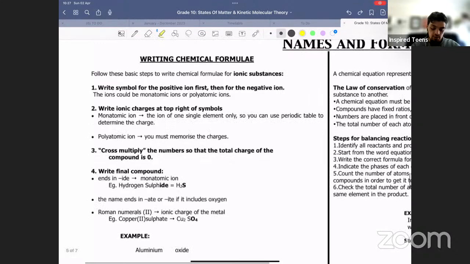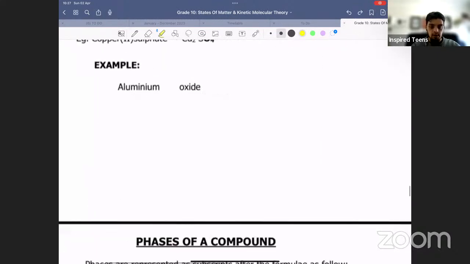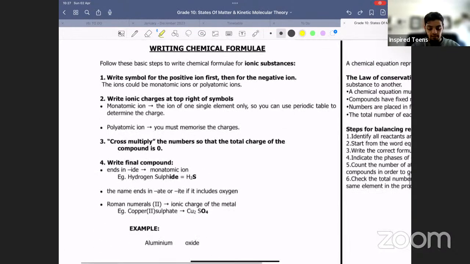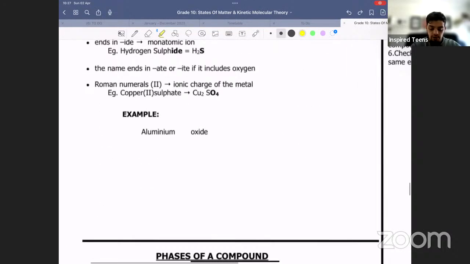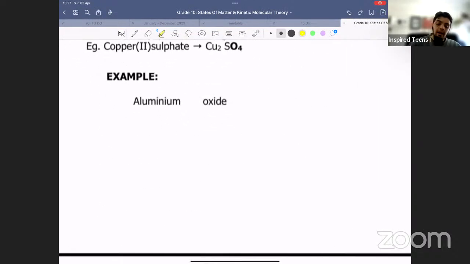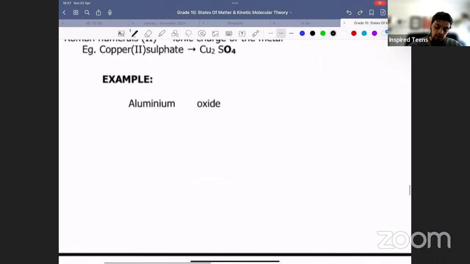Let's not read all of this and torture ourselves. Let's do an example, okay? Then you can read the rules on your own and see if they make sense and if they're going to help you. But let's do it practically so we can understand practically how to name, or rather, how to write a chemical formula of a substance.